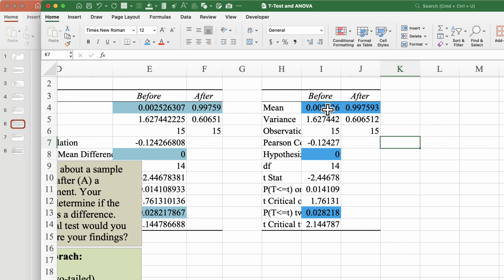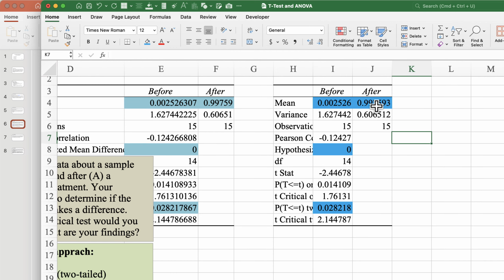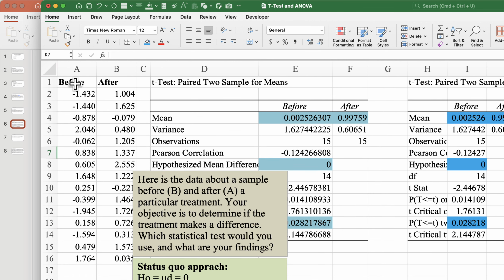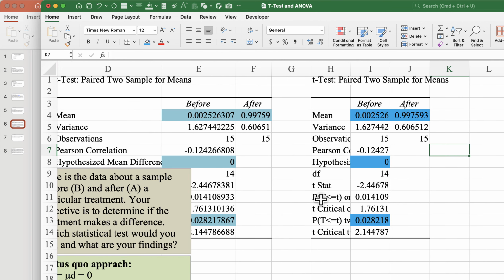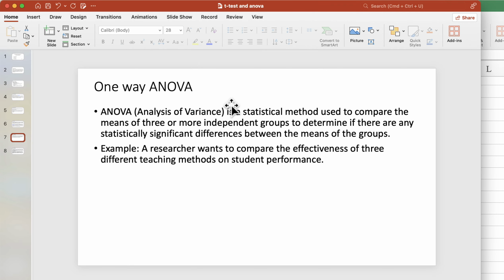When we synthesize this information from the mean and from the p-value, we conclude that first of all, there's a difference. We can say that the strength of material improves after treatment, and we can see it's 0.99, which is significantly greater than 0.002. And second thing is that the p-value is less than 5%, which means although we have a small sample here, we can observe the same effect in the broader population as well. And we can also say that these results are unlikely to have occurred by chance and that there is a real effect. The next one is ANOVA.